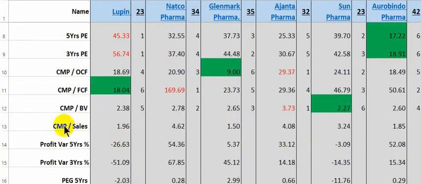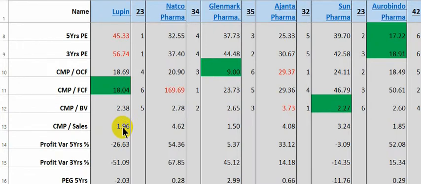Next, let us look at the price and compare it with the sales. In other words, what was the total market cap or how much the investors valued the company in the market against the sales it did in the last year. So this particular ratio helps us understand how the company is doing in terms of sales, where its sales are compared to its market value.